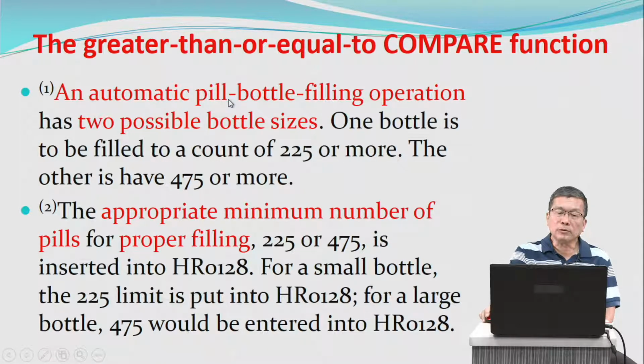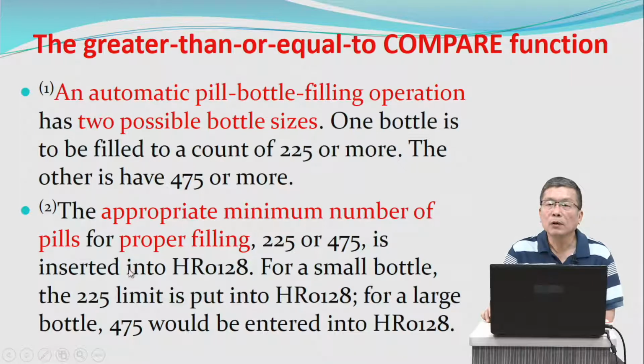An automatic pill bottle filling operation has two possible bottle sizes. One bottle is to be filled to a count of 225 or more. The other is to have 475 or more. The appropriate minimum number of pills for proper filling, 225 or 475, is inserted into holding register 128.